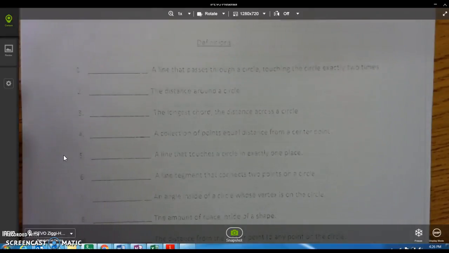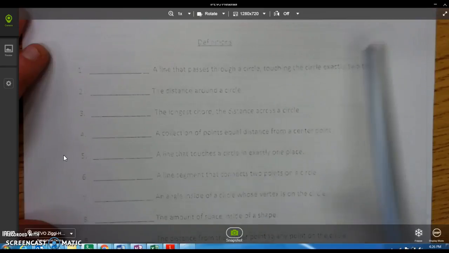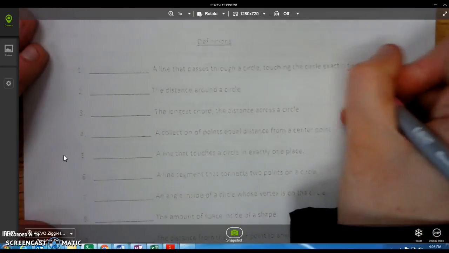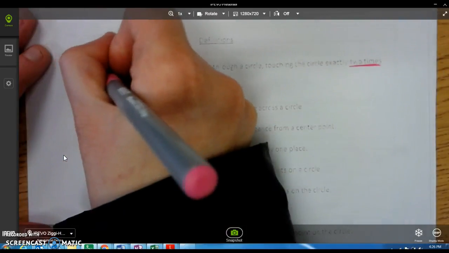These are the definitions that you were supposed to have done for homework. A line that passes through a circle touching it exactly 2 times. So I would recommend you either highlight or underline 2 times. It's called a secant line.